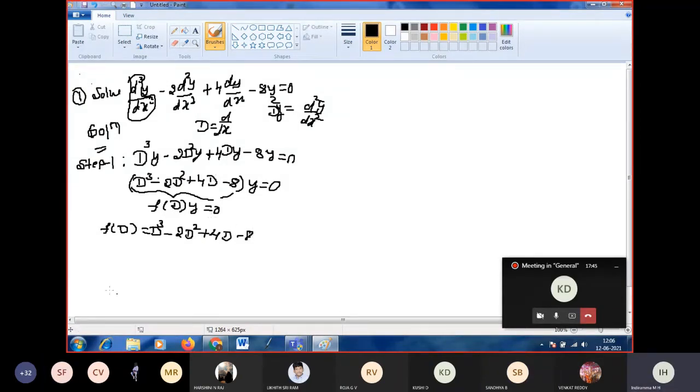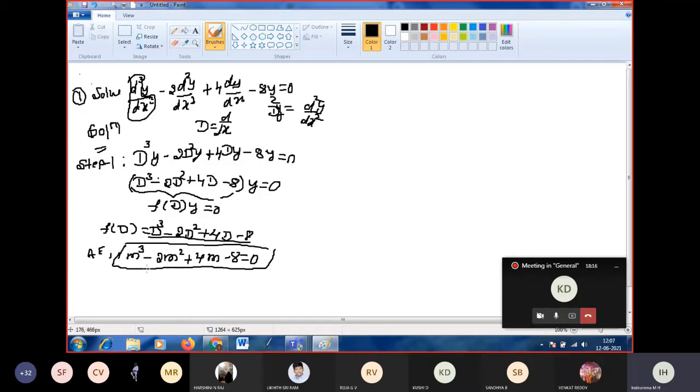After writing all these things, next you write the auxiliary equation. What is the auxiliary equation? What you have in f of D, we should take in m. That is m cube minus 2m square plus 4m minus 8 is equal to 0. So now we got a cubic equation in m. This is one of the very important steps. If it is correct, the remaining is correct. If it is wrong, whatever you do, everything will be wrong.